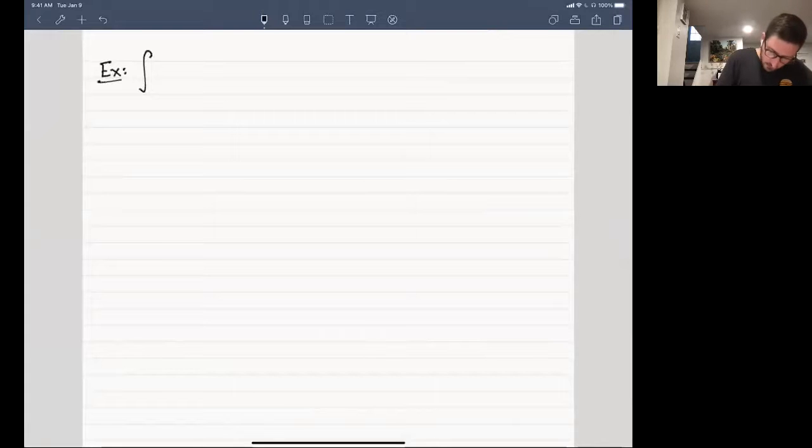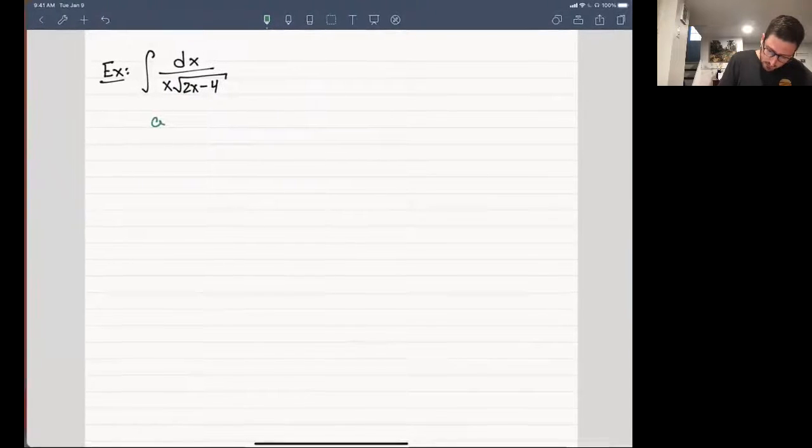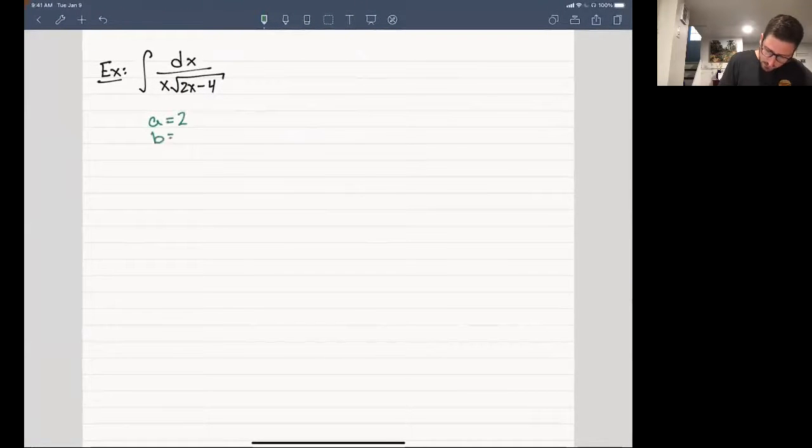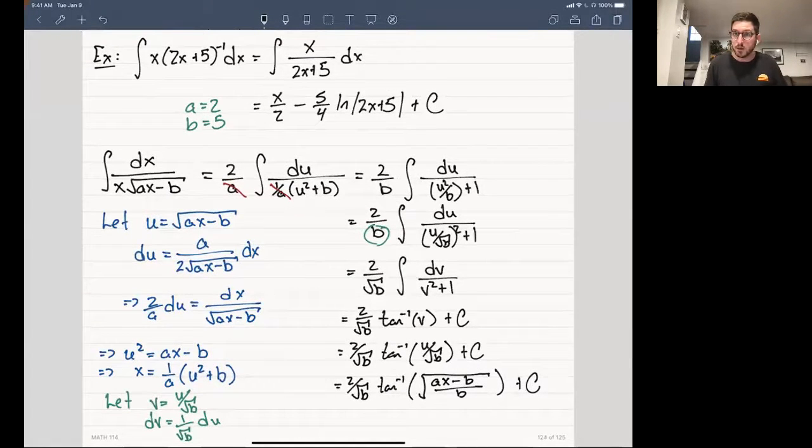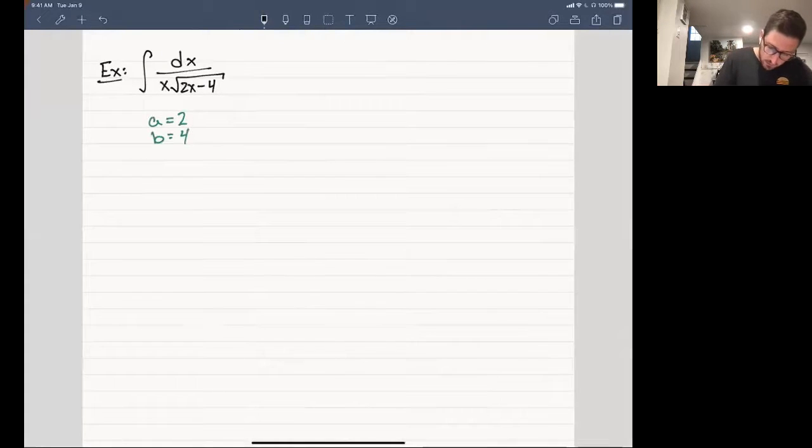How about if I give you dx over x times the square root of 2x minus 4? Well, in this case, I've got a is equal to 2 and b is equal to 4. And so from my previous formula, so let me flip back, let's take a look at it. I've got 2 over the square root of b. Now b is equal to 4, square root is equal to 2, 2 over 2. So that's a 1 out front. We're not even going to write that. And then tan inverse of this big, beautiful square root. So this is equal to tan inverse, because the leading number is just a 1 now, of the square root of 2x minus 4 divided by 4 plus c.